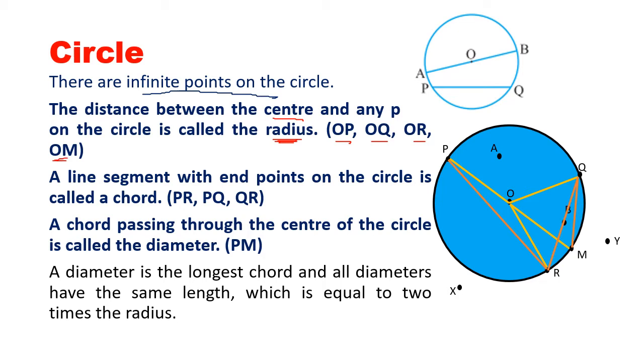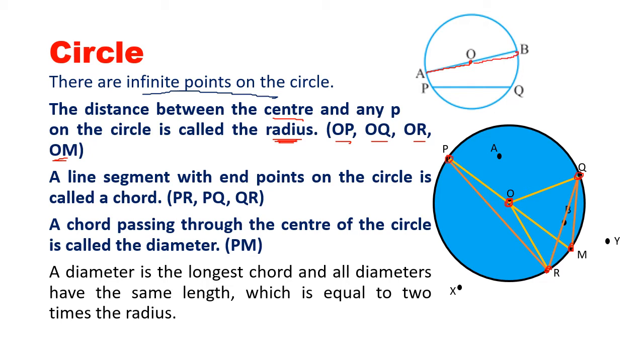Why are they radius? See in the diagram I have shown by the yellow lines. The yellow lines are the radius because they are the line segments joining the center to the points on the circle. So when you join the center to the points on the circle, you get a radius. Here you can see OA is the radius. OB is the radius.